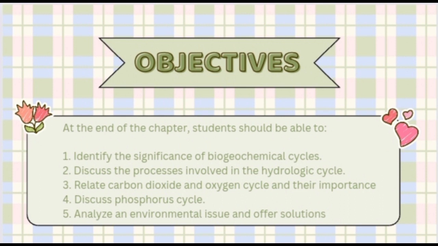At the end of this chapter, students should be able to: first, identify the significance of biogeochemical cycles; second, discuss the processes involved in the hydrologic cycle; third, relate the carbon dioxide and oxygen cycle and their importance; fourth, discuss the phosphorus cycle; lastly, analyze environmental issues and offer solutions.